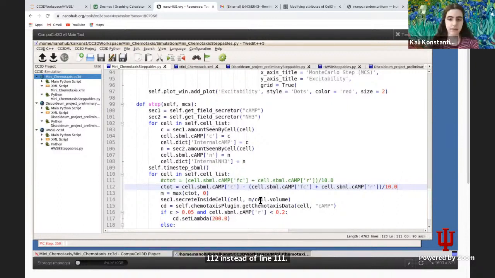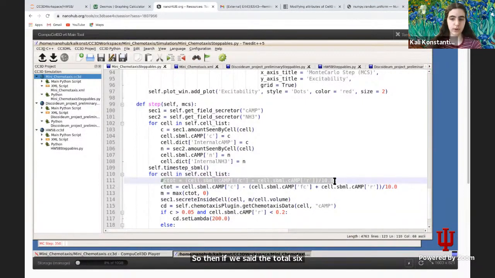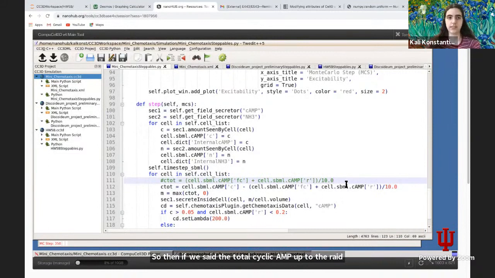Right, because I thought that this here is the change in cyclic AMP. It's the rate constant. So if we set the total cyclic AMP to the rate constant itself, then that would give what we're supposed to change from the cyclic AMP instead of the actual change in the value.